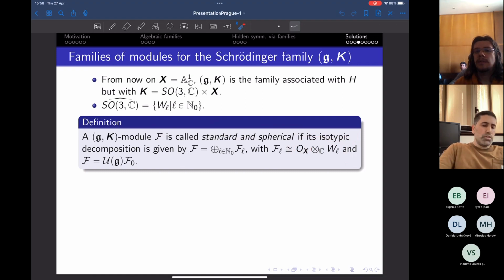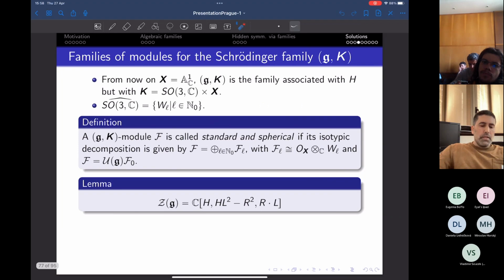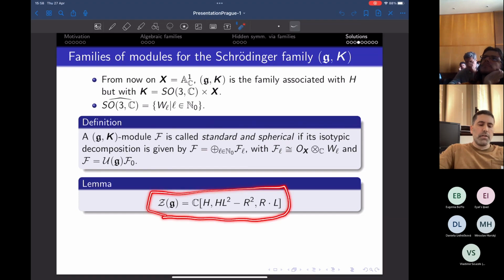And you have one more condition. You want the piece that corresponds to the trivial one-dimensional representation of SO(3) to generate your family, your sheaf, under the action of the enveloping algebra. So you can classify such standard and spherical families. And the ingredient for classifying such is the center of the enveloping algebra.